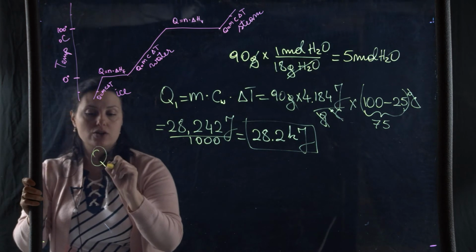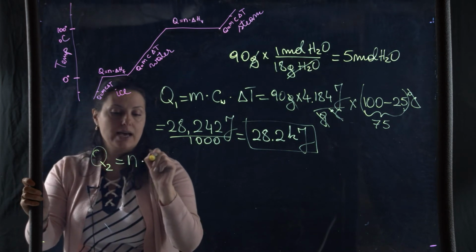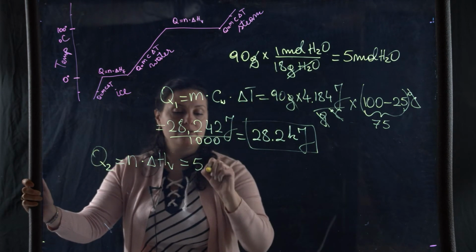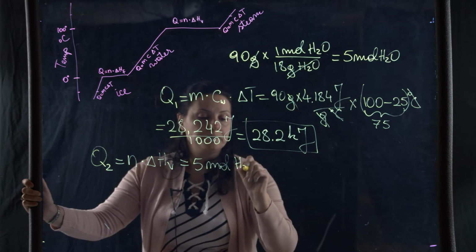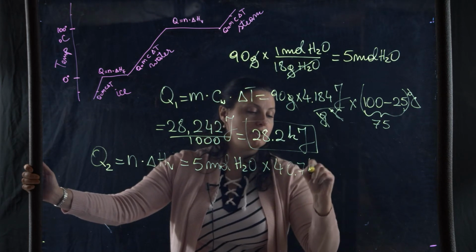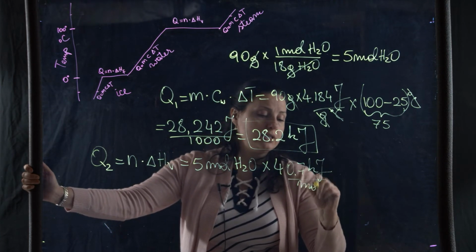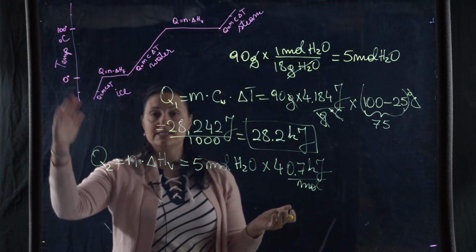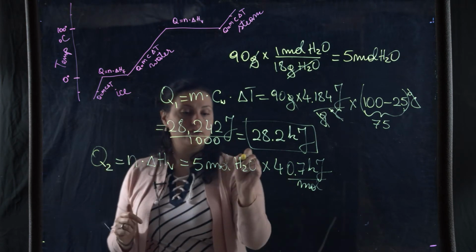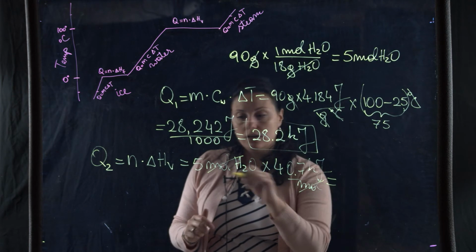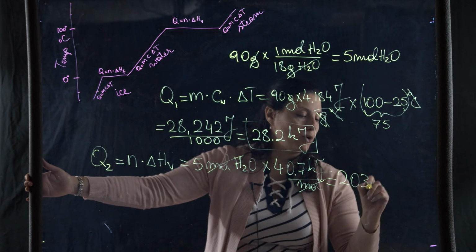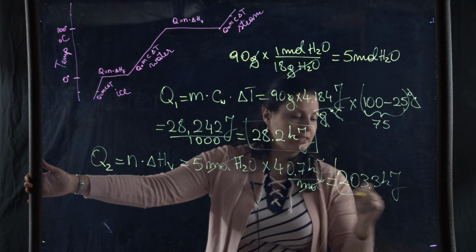For step 2 then, Q2 is equal to N times delta H vaporization for water. And I calculated that to be 5 moles of water times 40.7 kilojoules per mole. Notice that the numbers are positive again because I am now heating it up instead of cooling it off. So every number is going to be positive. My moles are going to cancel. And if you do this, it's going to be around 203.3 kilojoules. That's my step 2.